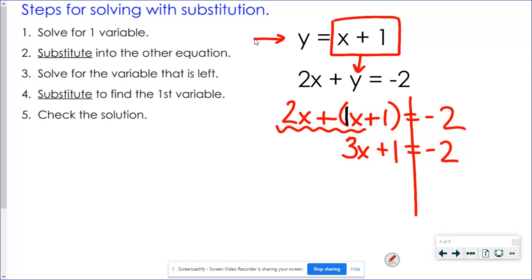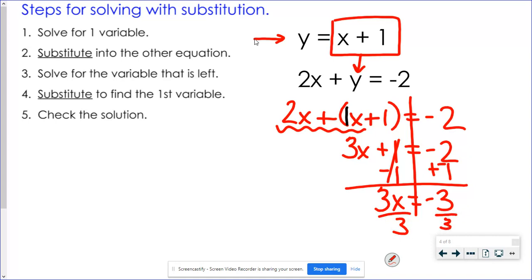And then I want to get rid of that adding 1. So to get rid of adding, I would subtract, or do a keep change there. So I get that 3x equals negative 3. And then we'll divide, and we'll find that x is negative 1.